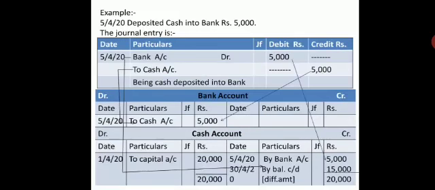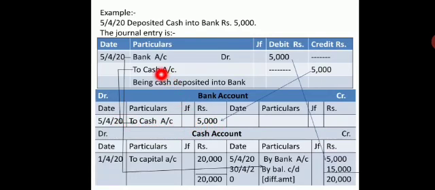Yes, we'll see the second transaction: deposited cash into bank. The journal entry is bank account debit to cash account, narration being cash deposited into bank. Now this will be posted in my ledger account. The first account is debit, so I have prepared the bank account. Bank account is appearing on the debit side, so on the debit side of the bank account I will write "To cash 5,000."